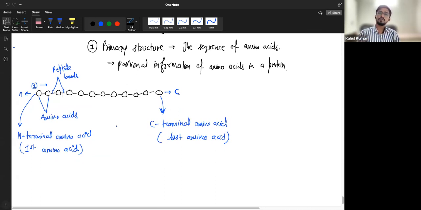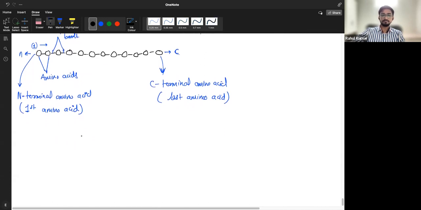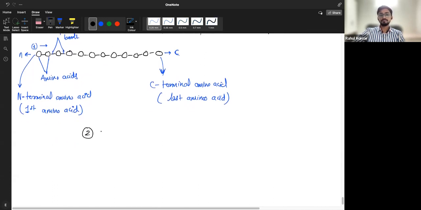Now if you have a long thread, a long polymer, you can fold it into a secondary structure either in the form of a helix, like DNA folds, or beta pleated sheets. So you can do two things. Write down secondary structure. This is the second level. Secondary structure of proteins.